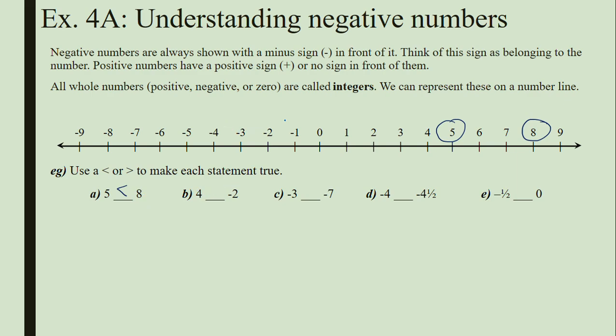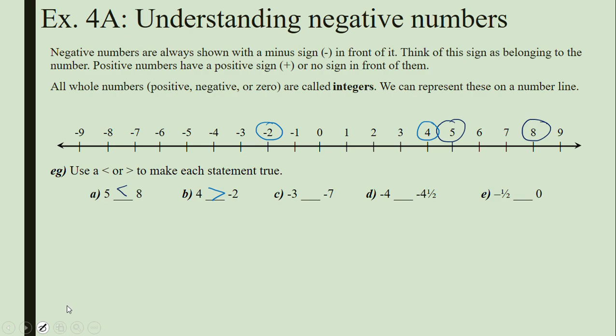Let's now have a look at +4 and -2. Okay, so -2 is to the left, sorry, of +4. So it's the smaller number, okay? We make sure that the pointy end goes to the small number and the big end goes to the bigger number. The fish wants to eat the bigger food.